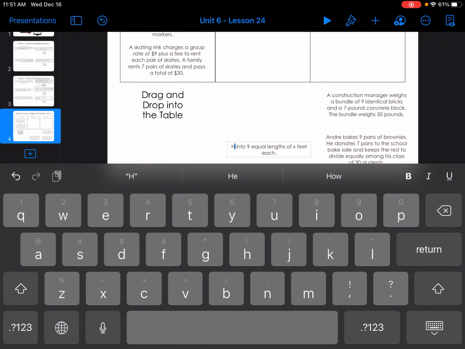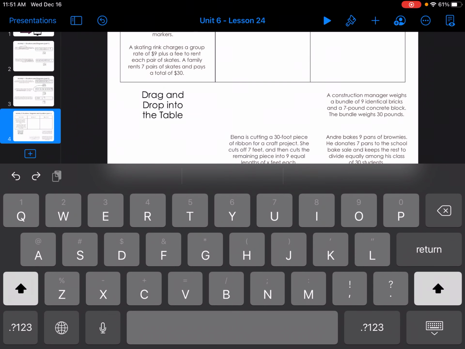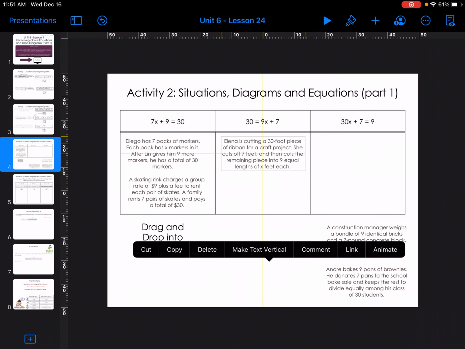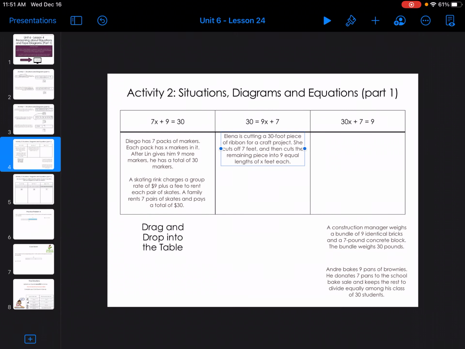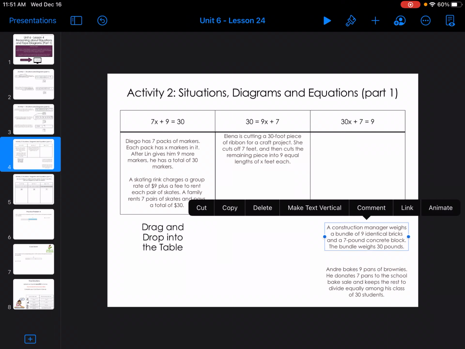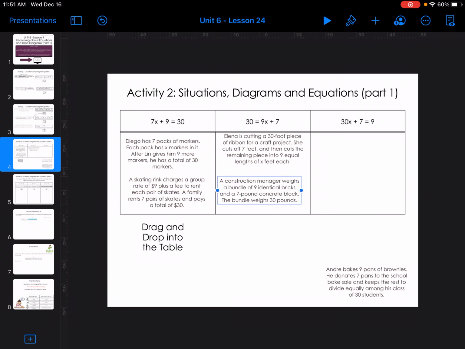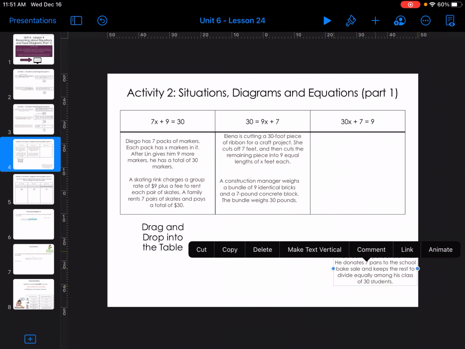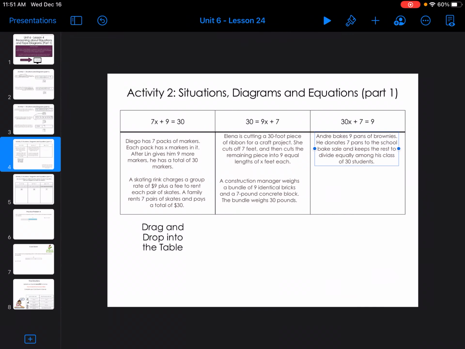So this one's going to go here. Because I have 9x, so 9 equal parts plus the 7. The construction has 9 identical bricks. So that 9 is going to go here with a 7-pound concrete block. That's that plus 7. The last one was the 30 students, so the 30x plus 7 equals the 9 pounds of brownies.